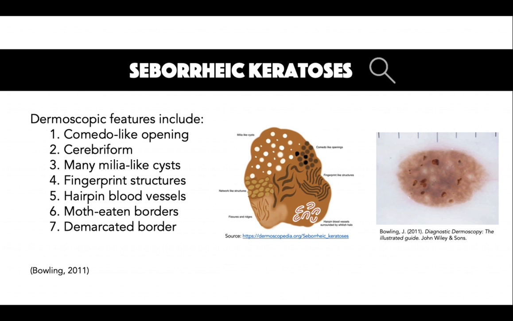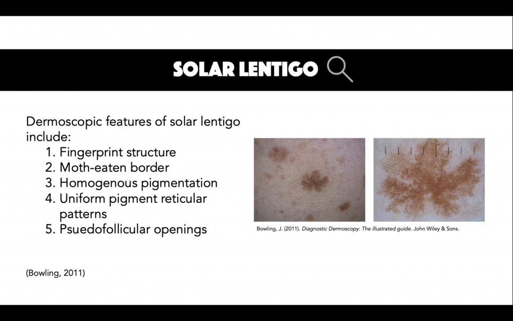Seborrheic keratoses. Dermoscopic features include comedo-like openings, many milia-like cysts, fingerprint structures, hairpin blood vessels, moth-eaten borders, and a well-demarcated border. Solar lentigo. Solar lentigo can include fingerprint structures, moth-eaten borders, homogeneous pigmentation, uniform reticular patterns, and pseudofollicular openings. These are the main dermoscopic features of solar lentigo.